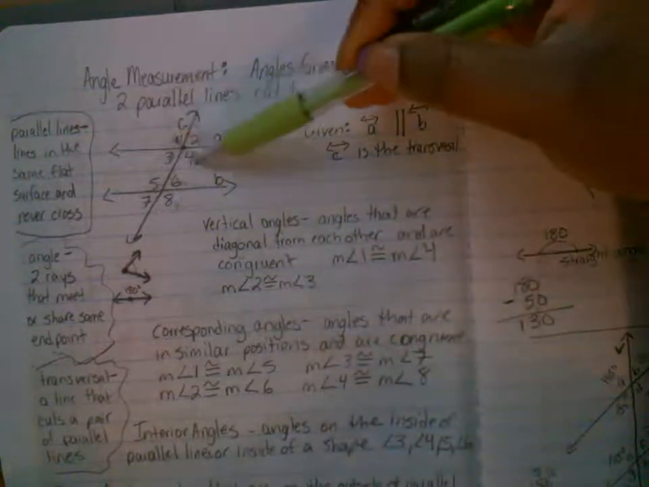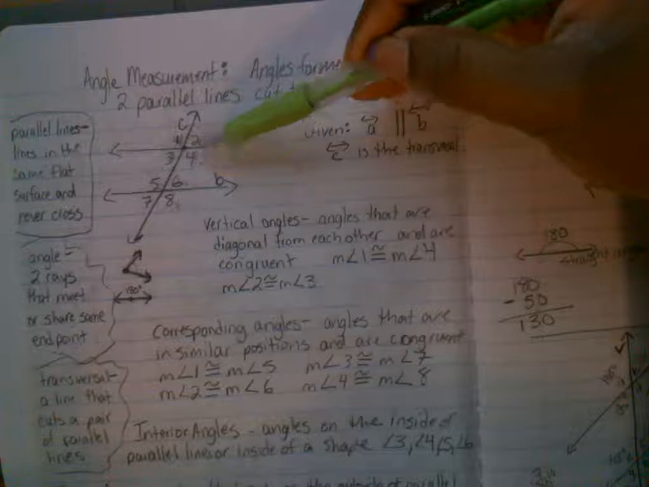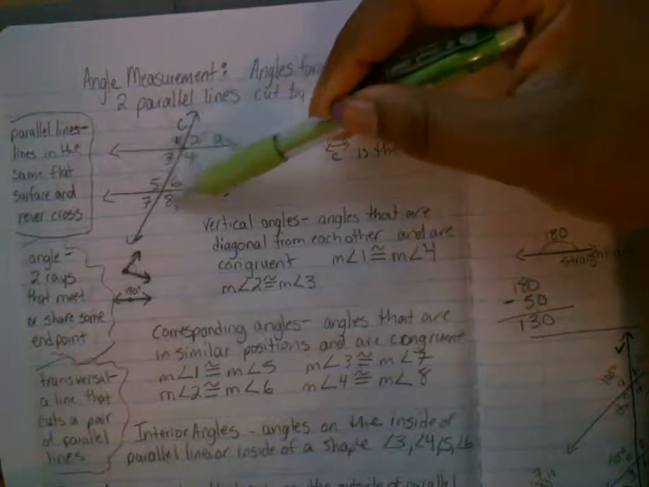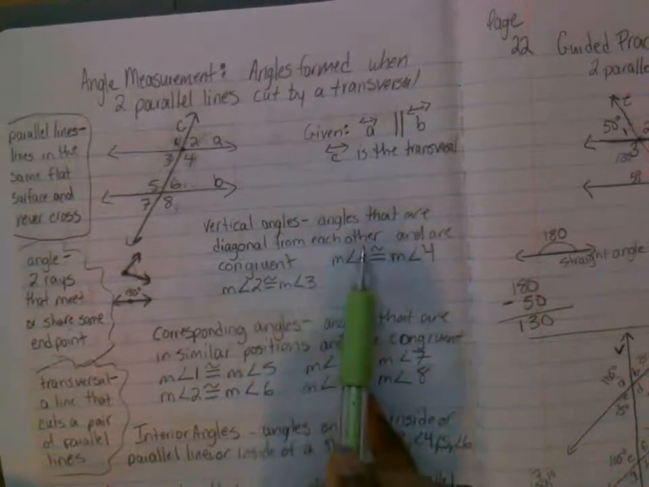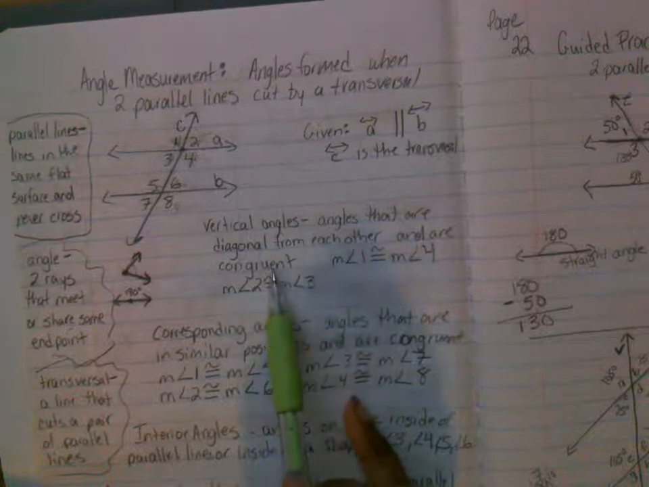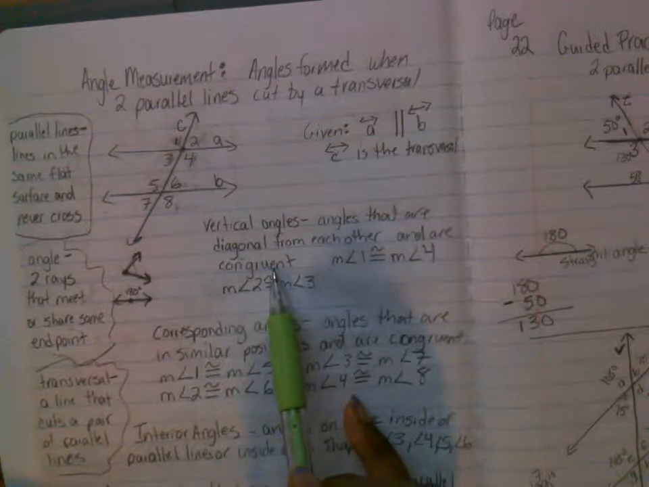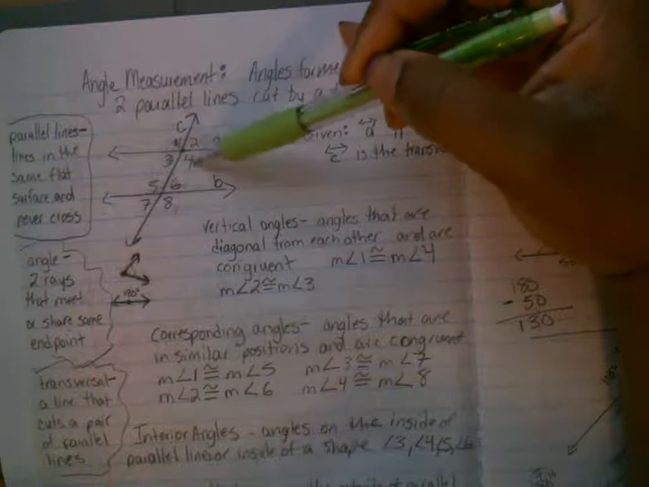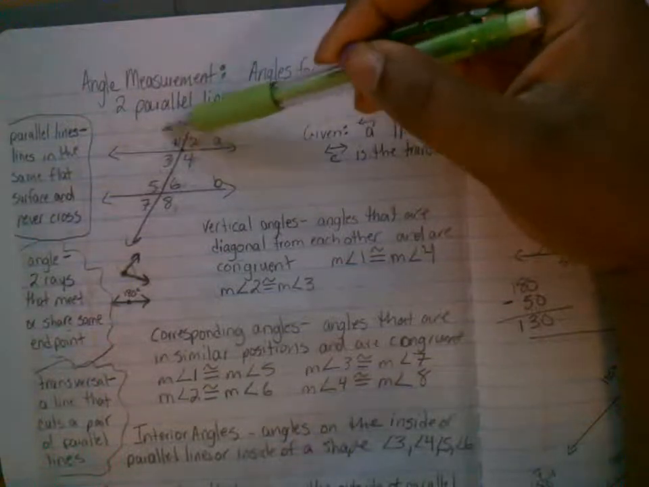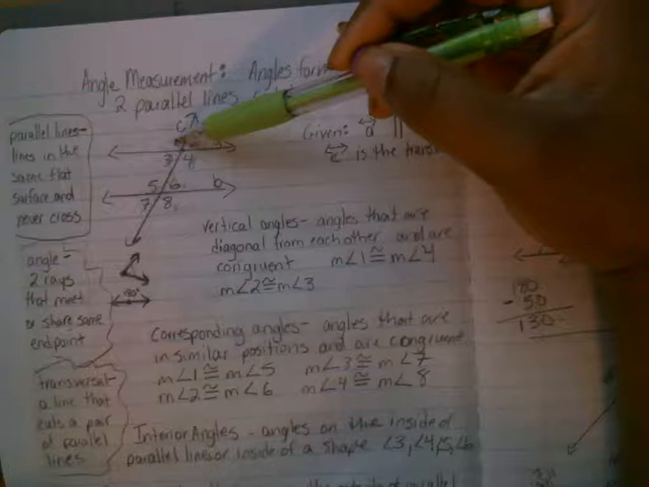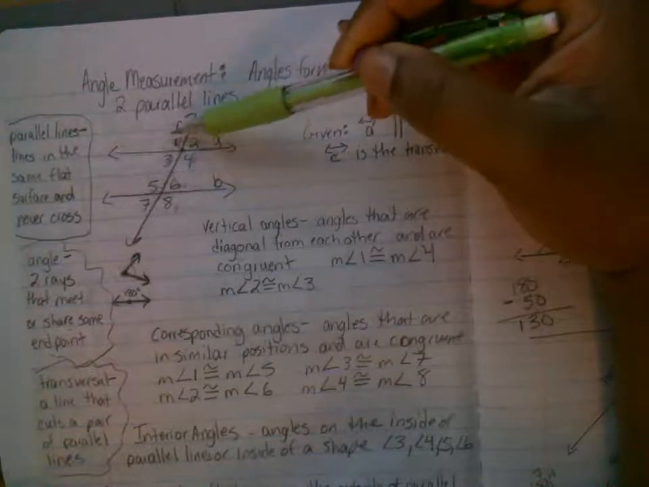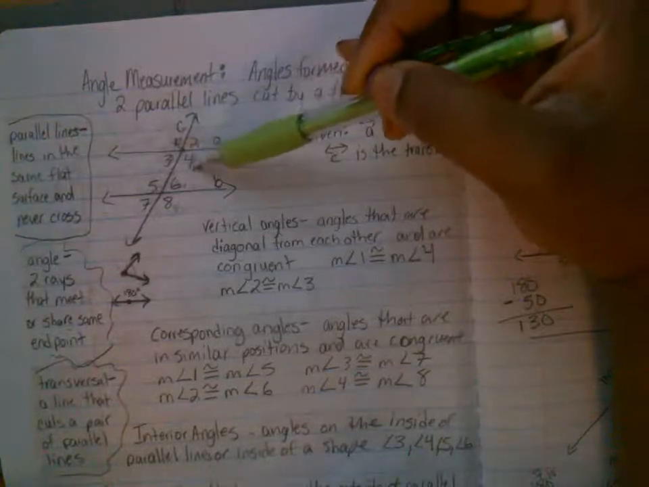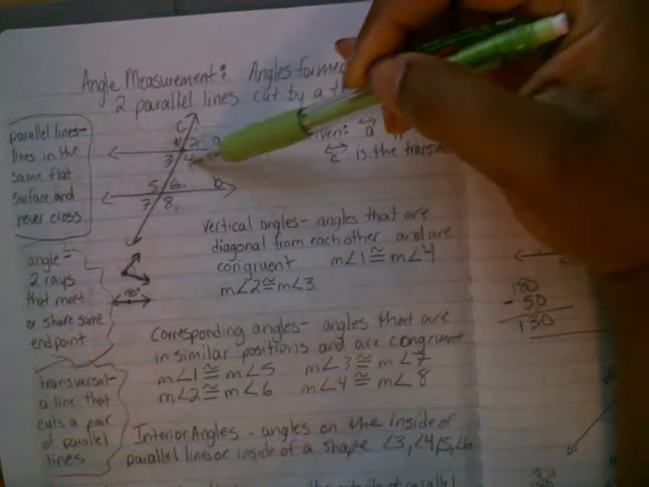The angles that are diagonal from each other, such as 1 and 4, 2 and 3, 5 and 8, 6 and 7, they're called vertical angles. Again, vertical angles are angles that are diagonal from each other. And these angles are congruent. That means they have the same measure. So since angle 1 and 4 share this little vertex and they're diagonal from each other, whatever the measurement of angle 1 is, so is the measurement of angle 4. So if angle 1 is 100 degrees, then angle 4 is also 100 degrees.